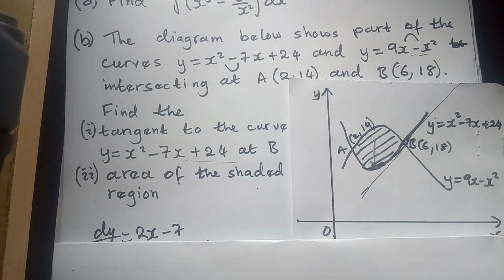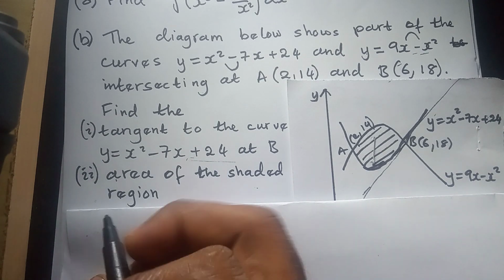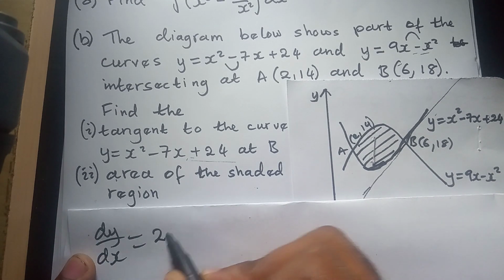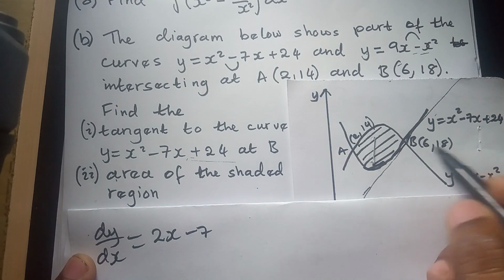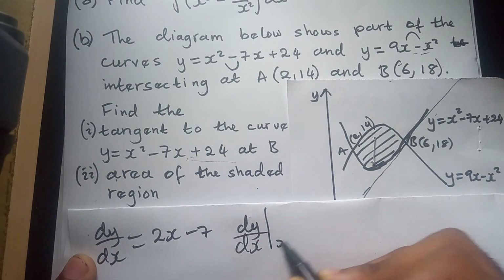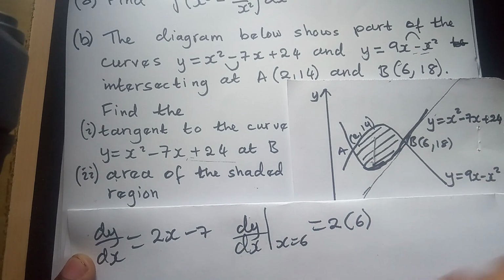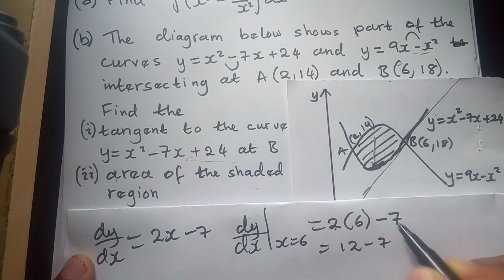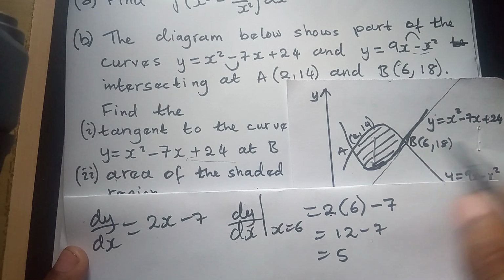So to find the gradient, we can just differentiate this with respect to x. dy/dx will be 2x minus 7. And then when x is equal to 6, dy/dx at the point where x is equal to 6 will be 2 times 6 minus 7. So this time this is 12 minus 7, and then this will give us 5. So we have the gradient and we have 1 point.